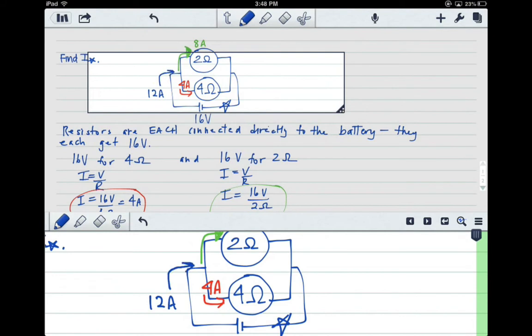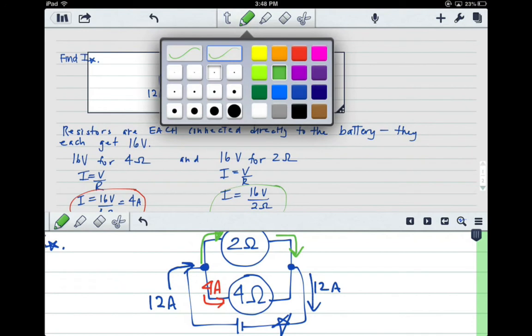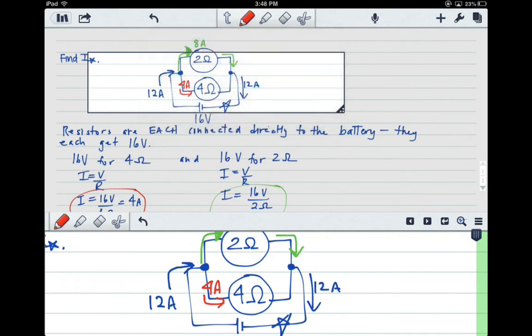That also means that when we come back to this other side, I must again have 12 amps, because the 8 coming from the top is going to meet the 4 coming from the bottom branch. And they come back together to be 12. So that means that I'm going to have 12 amps at the star. So I star will be 12 amps.